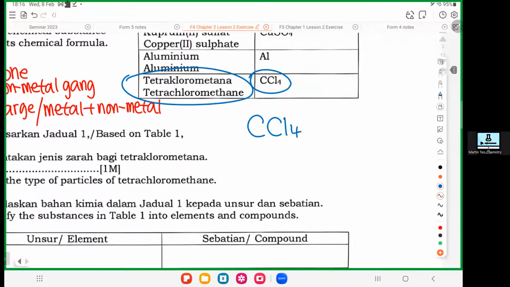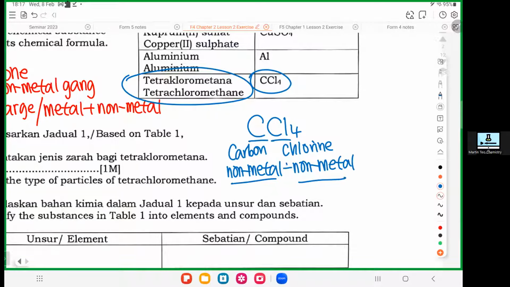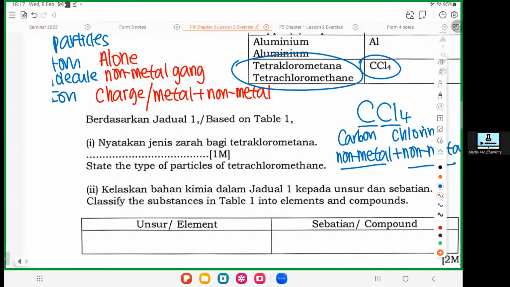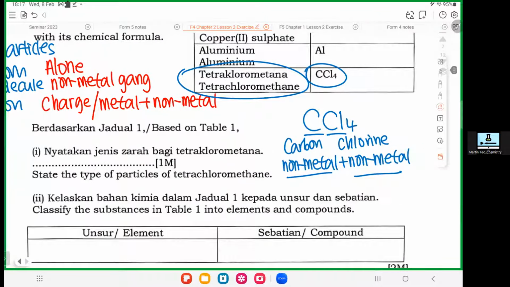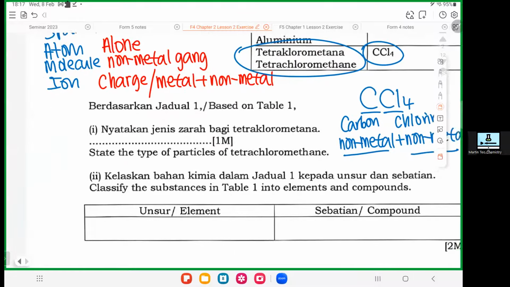So CCl4, what we can see, the C here is carbon. So carbon is a non-metal. This Cl here is chlorine. Chlorine also a non-metal. So when non-metal and non-metal join together, can you tell me what is it? Okay, very good. All right, Cecilia, Shinin, Joseph, Aliyah, very good. Molecule. So they are molecule.